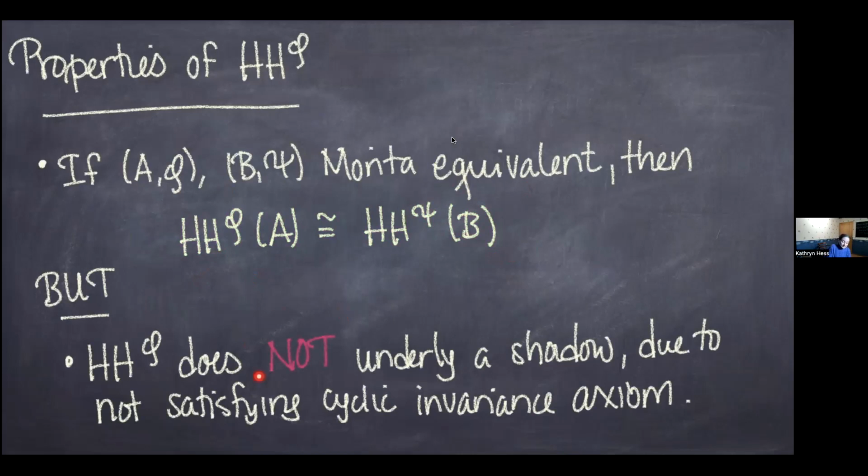But on the other hand, this does not underlie a shadow. There's a problem with one of the axioms that I didn't mention explicitly, the cyclic invariance axiom. So it's not really a shadow. It's interesting to see this is an example of something which does satisfy Morita equivalence, but it's not exactly a shadow. It's almost a shadow.